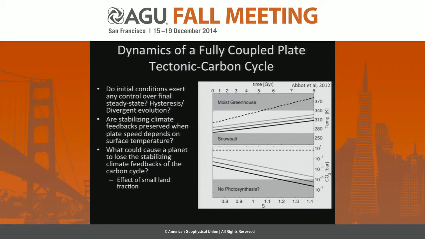So given that there's a potential for a complete coupling between plate tectonics and climate, that raised some important questions in my mind that I'm going to try to answer in this talk. Those are things like whether the initial conditions matter. Do they exert any strong control over the final steady state we reach? Are there hysteresis or divergent evolution based on initial atmospheric CO2 levels? Are there stabilizing climate feedbacks that are responsible for allowing liquid water on the surface of a planet over a broader range of solar luminosity? Are these feedbacks preserved when plate speed depends on surface temperature? And then I'm going to look at some factors that could cause a planet to lose these stabilizing climate feedbacks, in particular by looking at the effect of small land fractions.